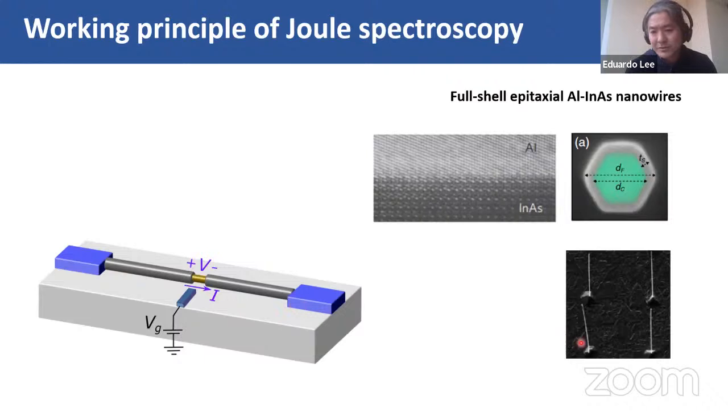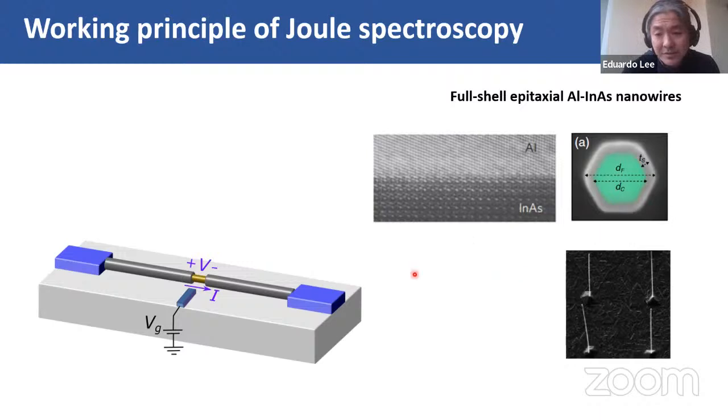So our devices look like this cartoon over here. What we do is we get these indium arsenide nanowires, which are covered by an epitaxial shell of aluminum, which is our parent superconductor. Right now, I will just comment that these wires are fully covered by aluminum. So this is what the community would call full shell nanowires. Right now, this is not important, but I will get back to this later on.